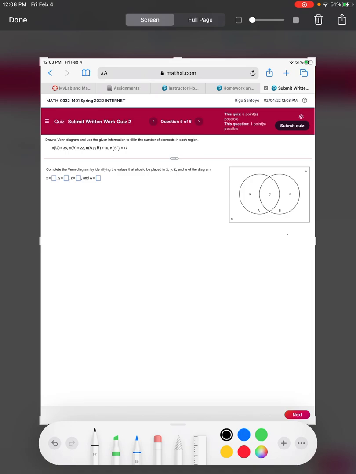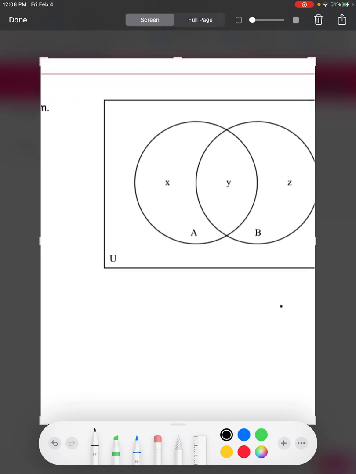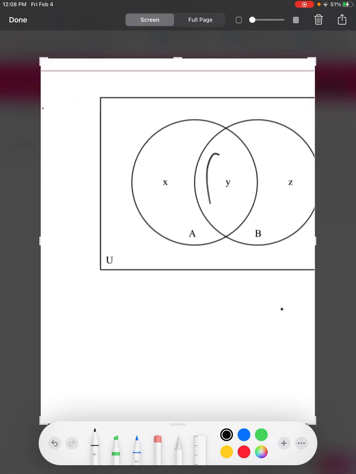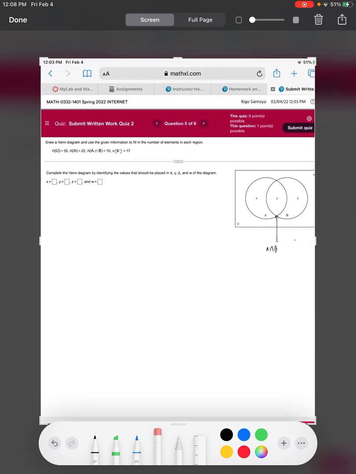Right, so this center part is the intersection of A and B. So the question is, are we given that information? Looks like we are. Looks like they tell us that that is 10. So that's great. That's the first thing we're doing here. It tells us that's 10, so we can go ahead and fill that in with a 10.